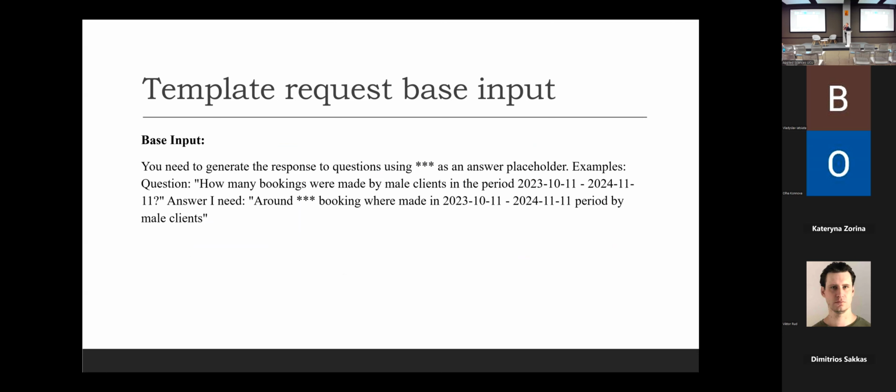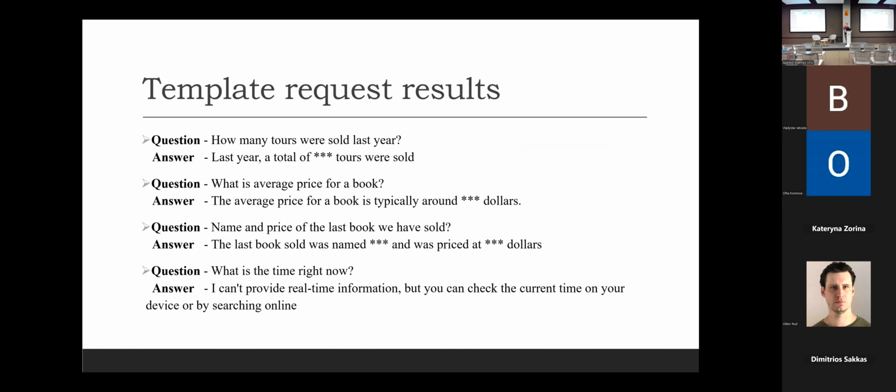So we have tested it using, first, we generated textual templates. We have asked ChatGPT to provide us a response to the question we have asked using 3 stars as an answer placeholder. And we have asked it to provide some examples. After that, we have run multiple questions. Here are some of them. So, for example, we have asked from different domains, from the travel domain, from booking, etc. So, as you can see, we have asked how many tours were sold last year.